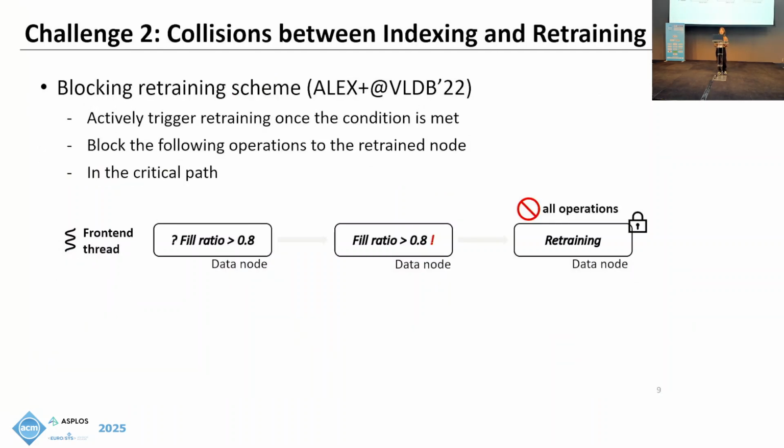The second challenge is the collision between indexing and retraining. When inserting a bunch of records into the learned index, the data distribution will change, so we need to relearn the data distribution for performance improvement. There are two design choices. The first is the blocking retraining scheme, as ALEX+ does. It performs retraining in an active way. This means that when a front-end thread performs an index operation, it will check whether the condition is met. If the condition is met, it will actively trigger the retraining. So this can process the retraining in a very timely way. However, it will incur high tail latency because the retraining is on the critical path.